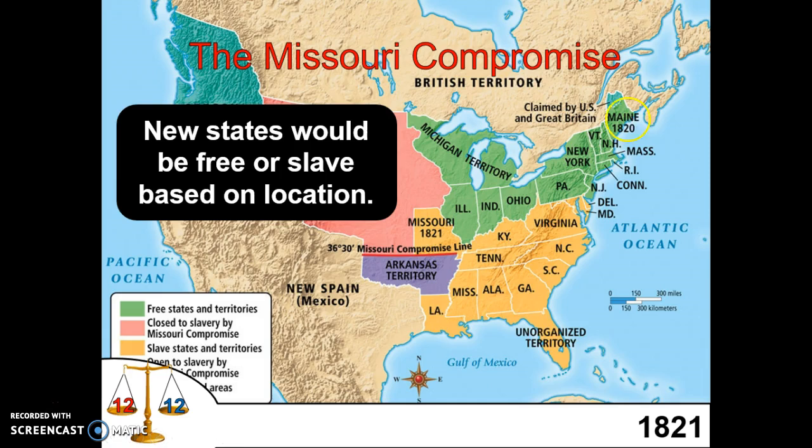But to make sure this wouldn't happen, they decided that they would draw a line, and any future states that would enter into this territory would be free, and everybody underneath it would become slave states. Now, this compromise worked for about 30 years, and everybody was happy with it, and things stayed pretty equal.